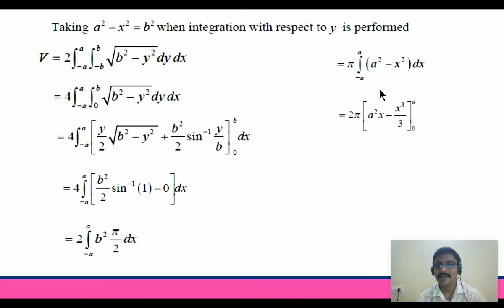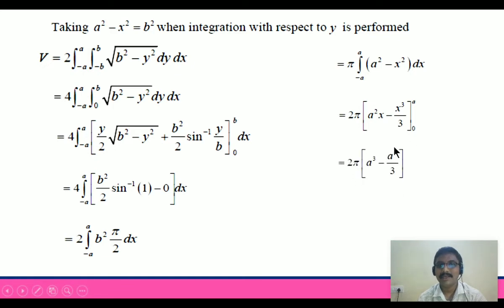So pi constant, a square integration is a square x, and x square integration is x cubed by 3. So here the integrand function is an even function. The limits minus a to a can be written as 2 into 0 to a. So that we have to take upper limit as a and lower limit as 0.